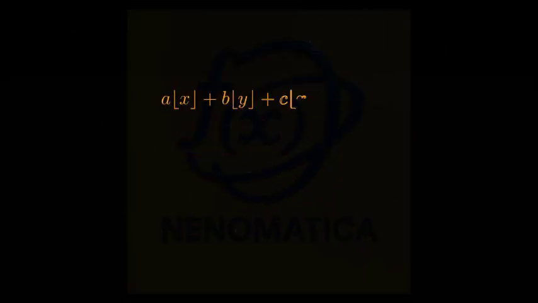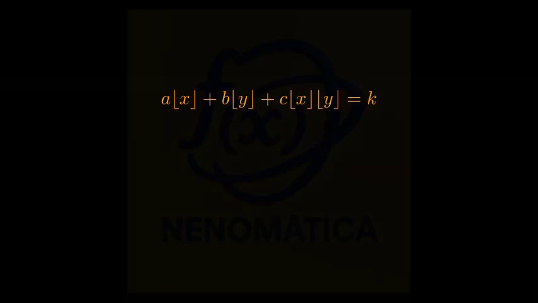In this lesson, we will learn a clean, general method to isolate floor of x in equations of the form a times floor of x plus b times floor of y plus c times floor of x times floor of y equals k. We will also state the exact condition that guarantees an integer solution for floor of x. Here is our general equation.